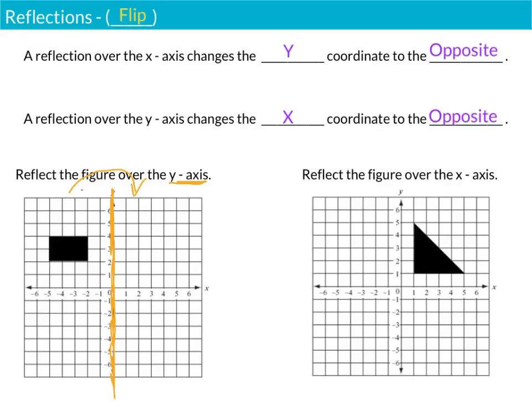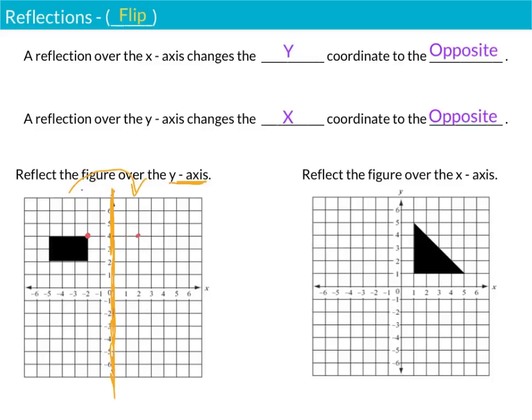Now, how am I going to do that? There's two ways. I can either count using the graph, or I can use the rule that I was given up above. So let's start with the counting method, and then we'll take a look at our rule. So I can see my first point over here is gone 2 spaces from the y-axis. So I'm going to do the same thing on the other side.